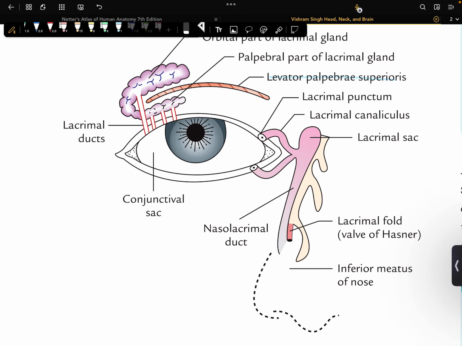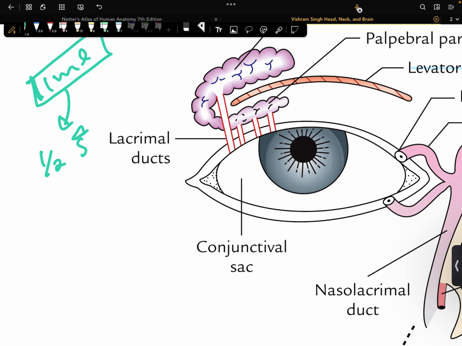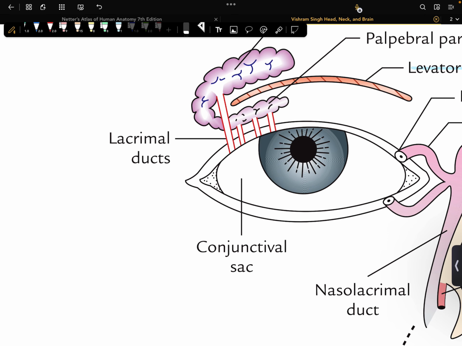Then considering the secretion, 1 ml of tear is secreted per day. Out of this 1 ml, half is evaporated, and the other half is used for our purpose. Okay, I hope it is very clear.